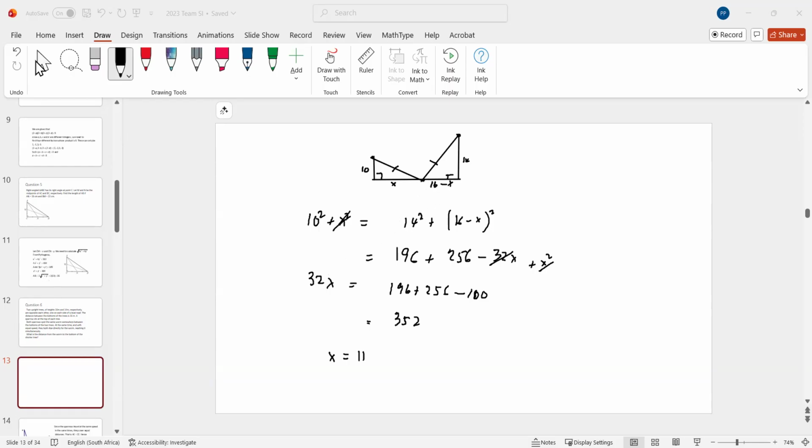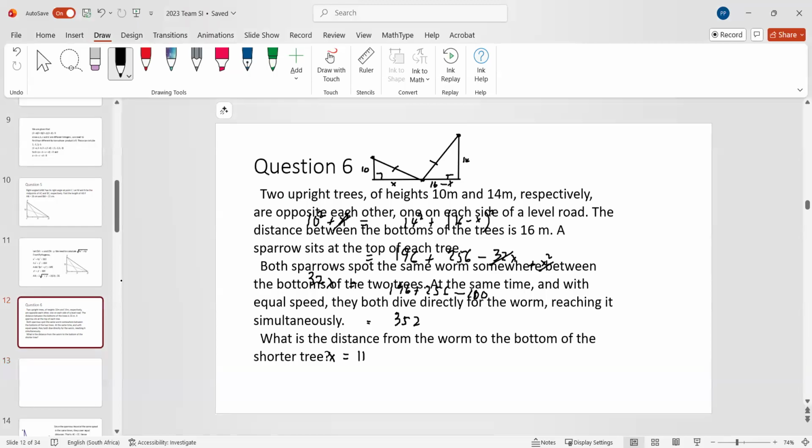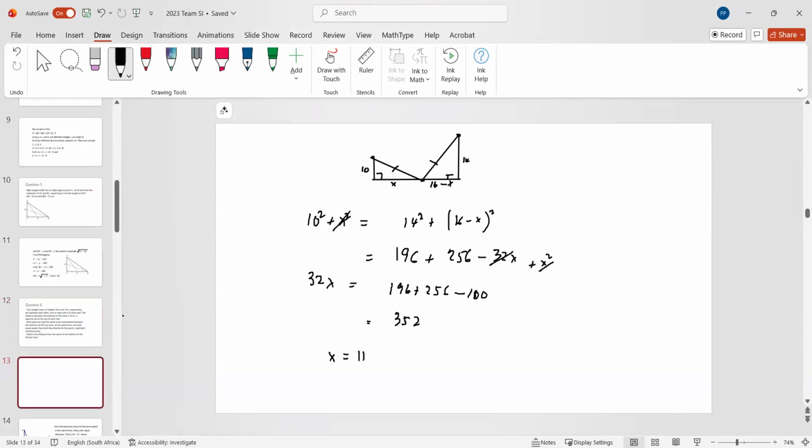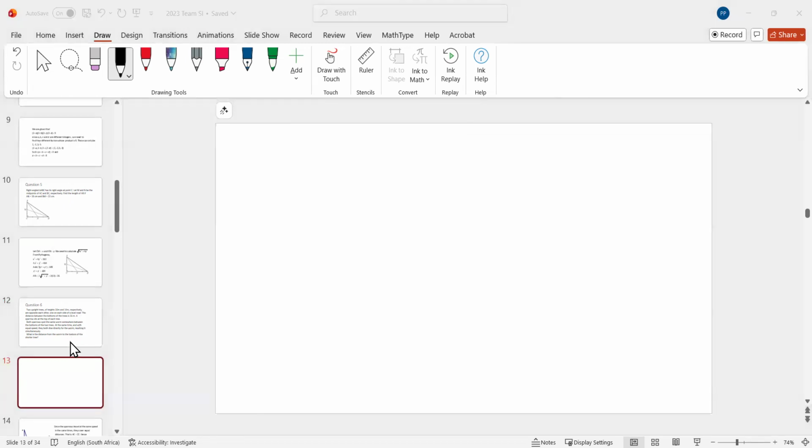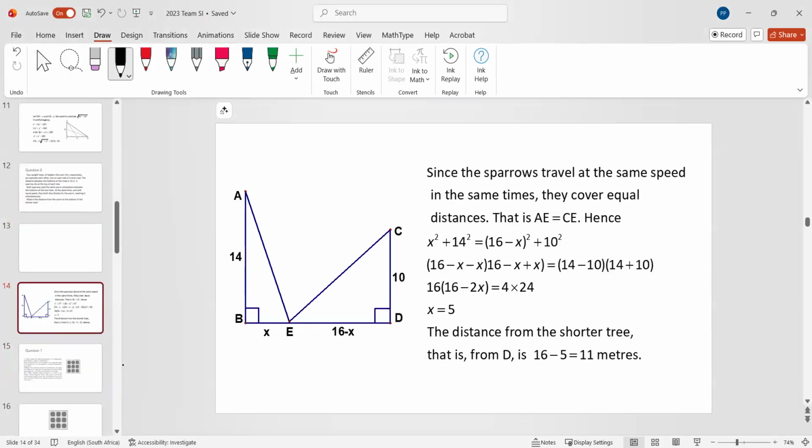So the question is now, what is the distance from the worm to the bottom of the shorter tree? And we call that x. So there's the shorter tree. So the answer is 11. As you can see, right at the bottom, we've got x equals 11.